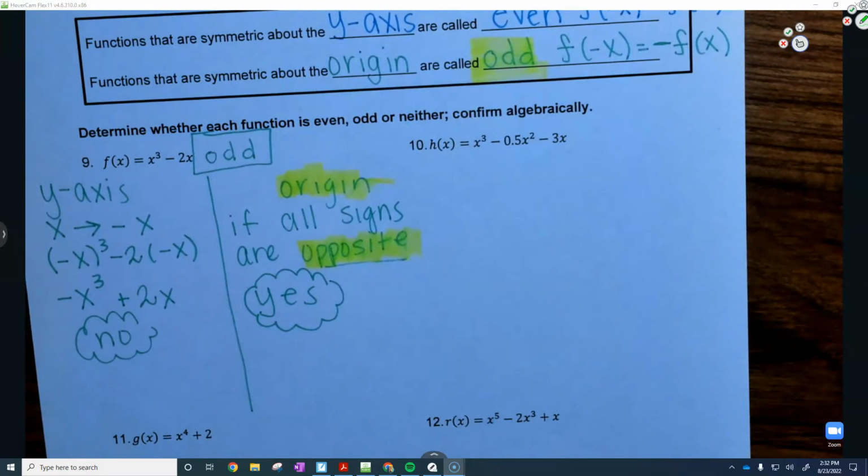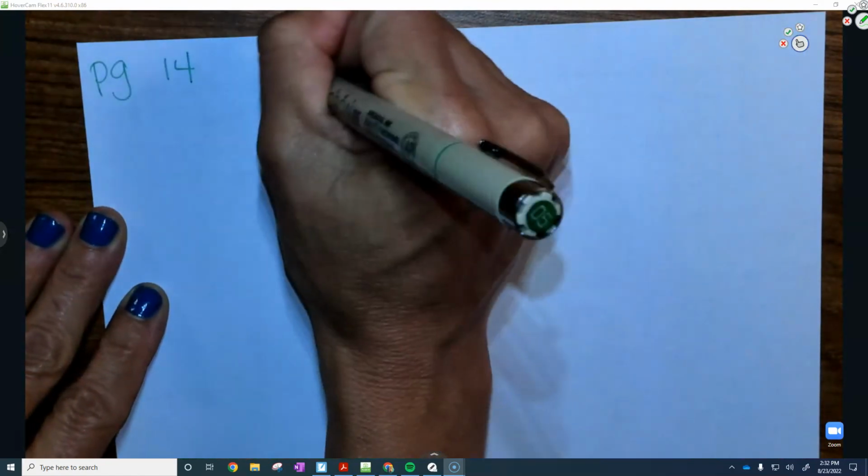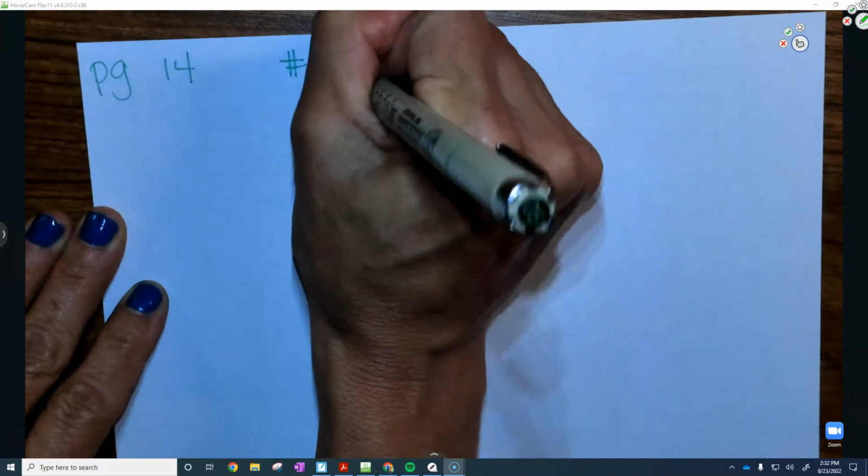Hey, I'm going to do a homework problem with you. You want me to do one of your homework problems? Let me do one of your homework problems. Let's look at problem 14. Which one? No, it's on page 14. Let's do problem 34 together on page 14. Let's do it. Page 14, number 34. Am I on the screen?